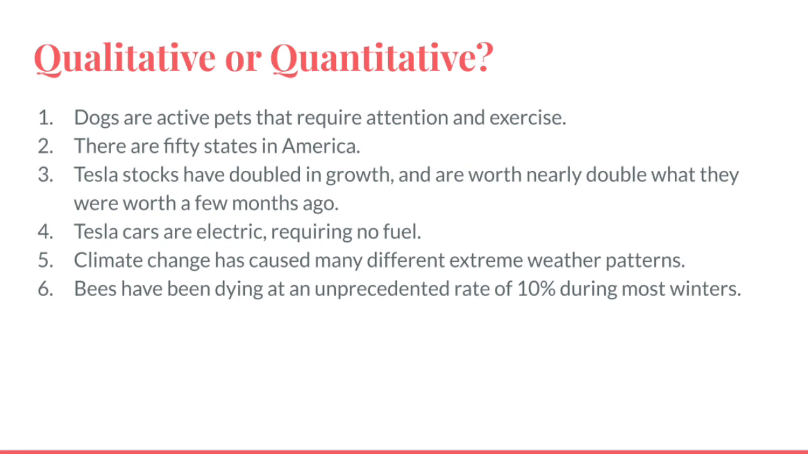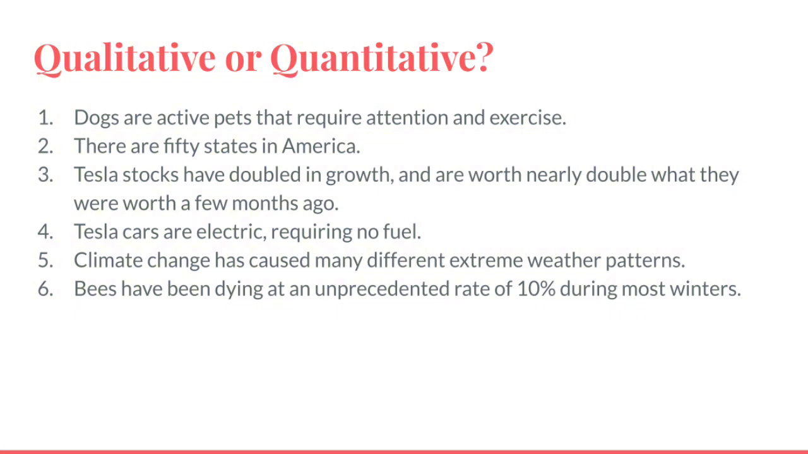Number 3, Tesla stocks have doubled in growth and are worth nearly double what they were worth a few months ago. This might be tricky to some people, but this is quantitative because it talks about doubling in growth and being worth nearly double what they were worth. So doubling something is quantitative.